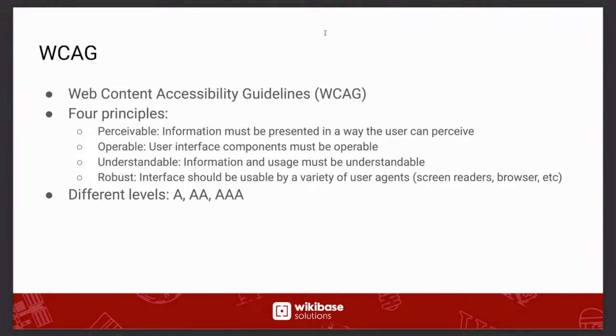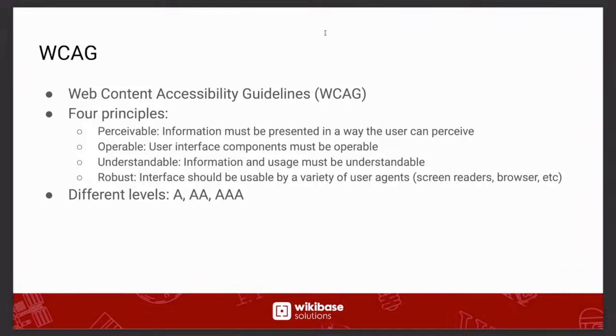So your content needs to be perceivable, which means that information must be presented in a way such that a user is able to perceive it, able to see it. It must be operable, meaning they can interact with the components in some way. It must be understandable, meaning that it shouldn't be too complicated. And this is also important for MediaWiki. Don't make the text that you put on there too complicated. And it needs to work on a variety of user agents, so not only a normal browser, but also a screen reader, maybe some kind of text-based browser.